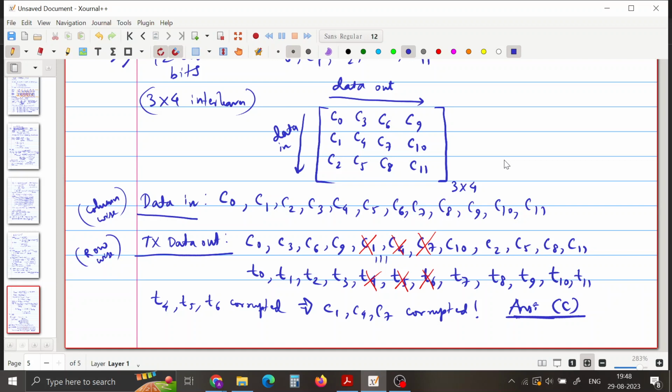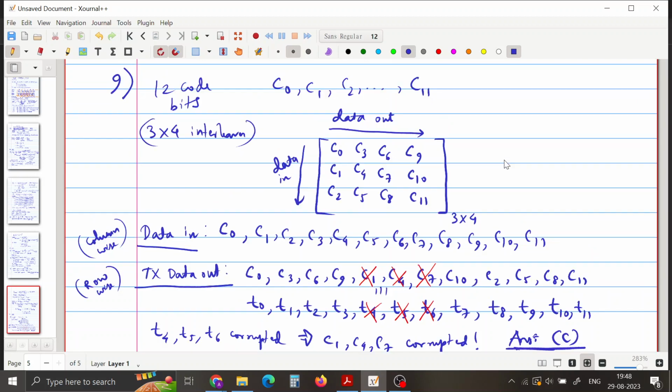Yes, anyone wants to say something? Sir, is the arrangement always done, meaning data in is arranged column wise and data out is arranged row wise? Yes, unless it is explicitly mentioned otherwise, the default assumption is that data in is column wise and data out is row wise. Okay, sir. Yes.